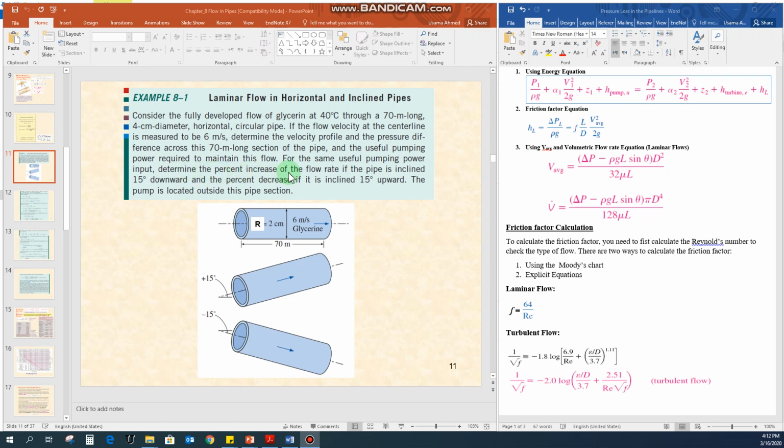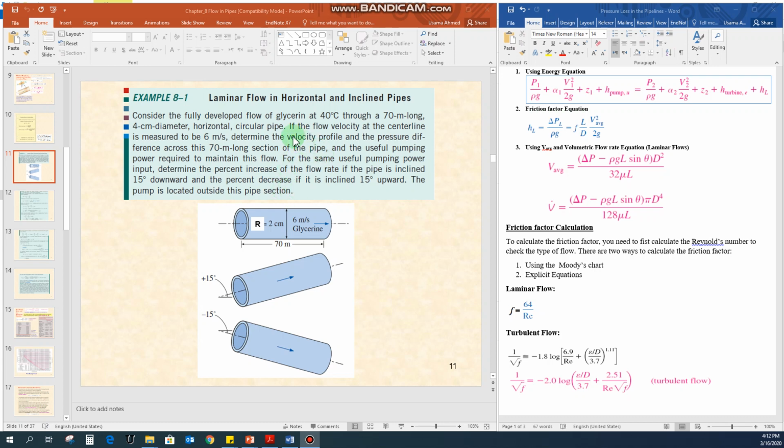Determine the percent increase of a flow rate if the pipe is inclined 15-degree downward, and the percent decrease if it is inclined 15-degree upward. The pump is located outside this pipe section. Okay, so we need to calculate the delta P, the useful pumping power, the velocity profile equation, and if there is any inclination in the pipeline, what would be the impact on the volumetric flow rate.